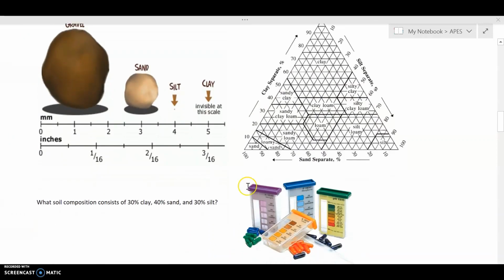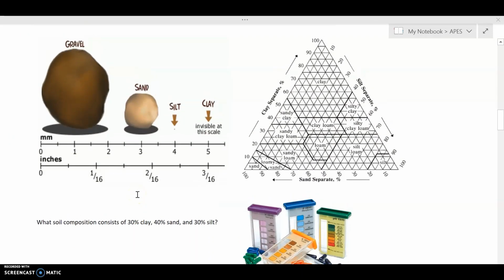Let's look at a quick question similar to the one we just did. What soil composition consists of 30% clay, 40% sand, and 30% silt? Okay, so let's look at our triangle real quick. Let's start off with clay, because that's the first one they mentioned. So I'll give you a second to pause the video, see if you can do it. Okay, let's go through this problem.